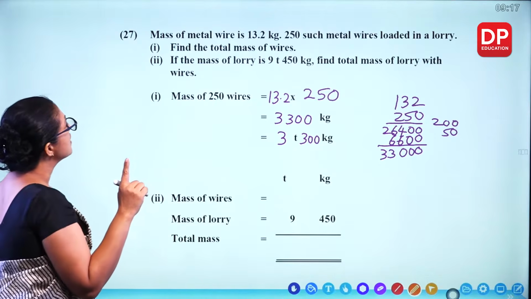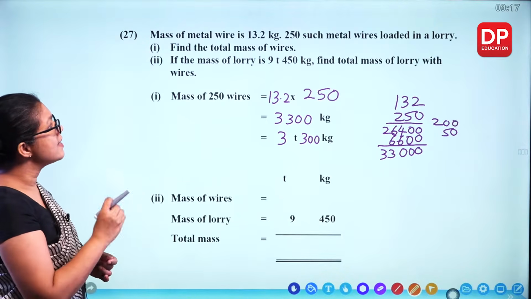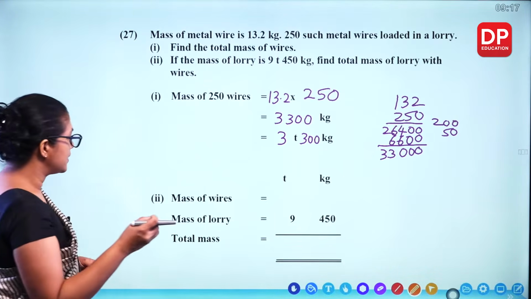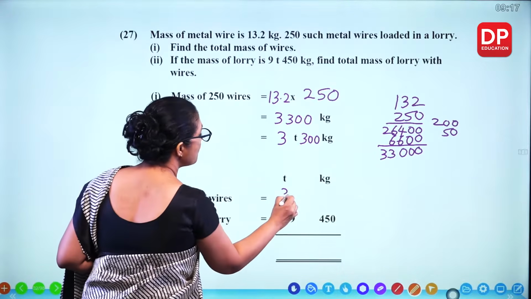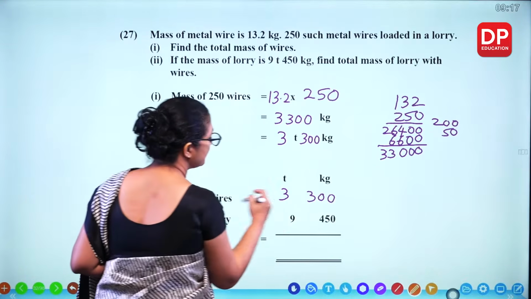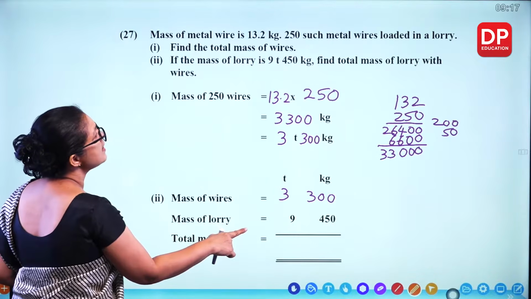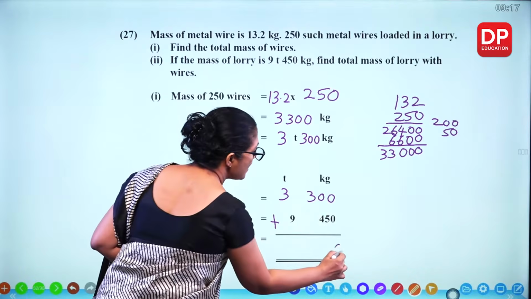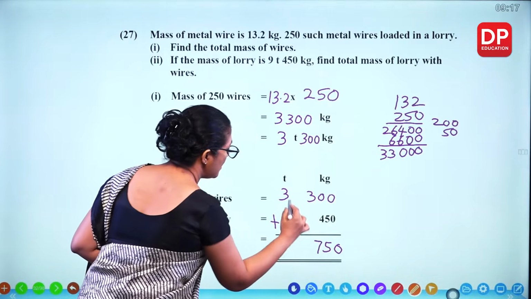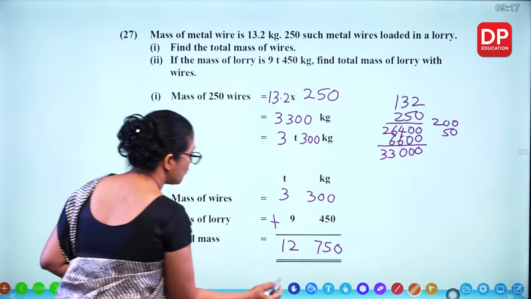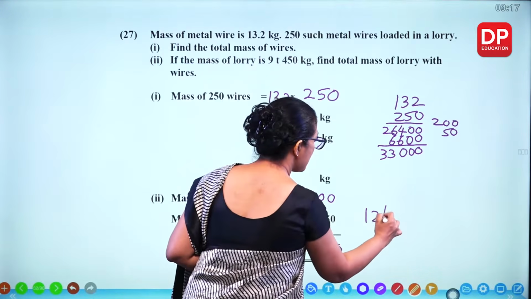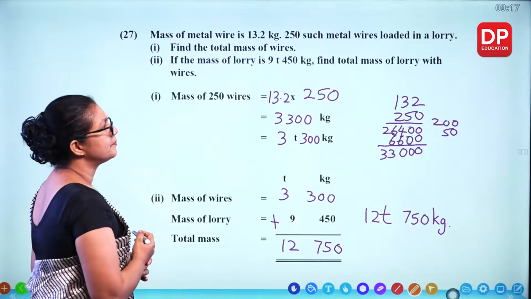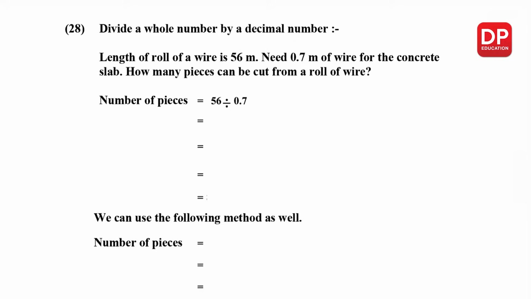Now to find out the second part, the mass of the lorry is 9 tons with 450 kilos. Find the total mass of the lorry with wires. Mass of wires we found 3 tons and 300 kilos. Mass of lorry is 9 tons and 450. So the total mass, you just add it. 5, 7, 9 plus 3, 12. So that means 12 tons and 750 kilos.